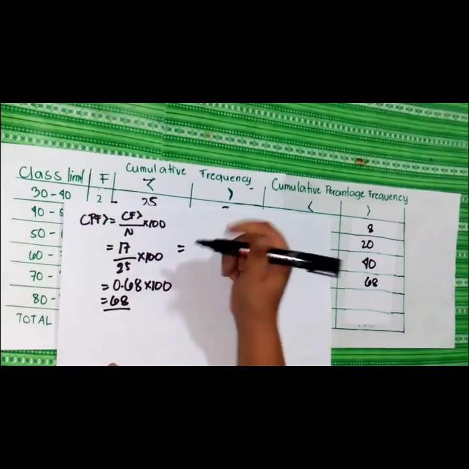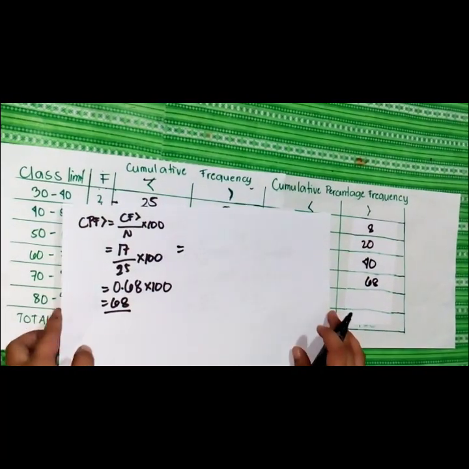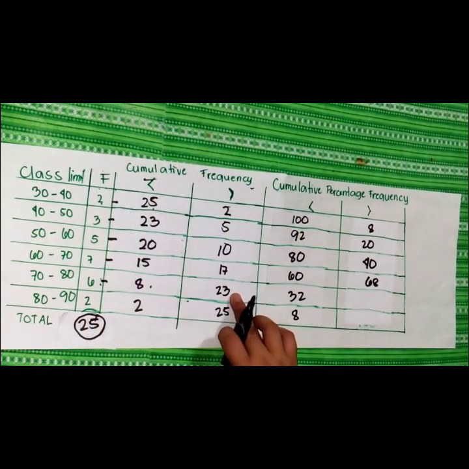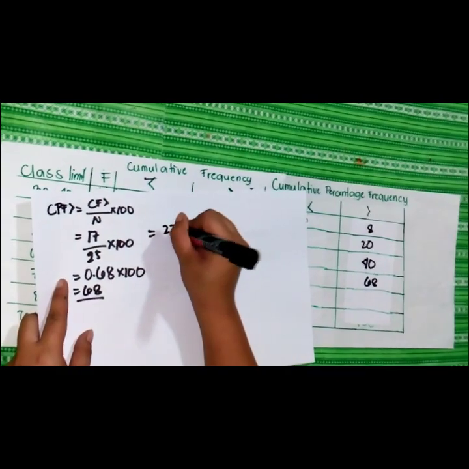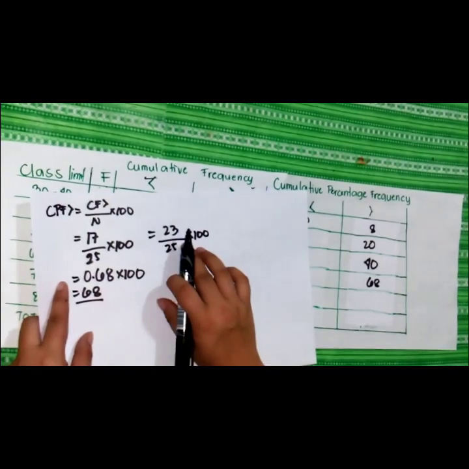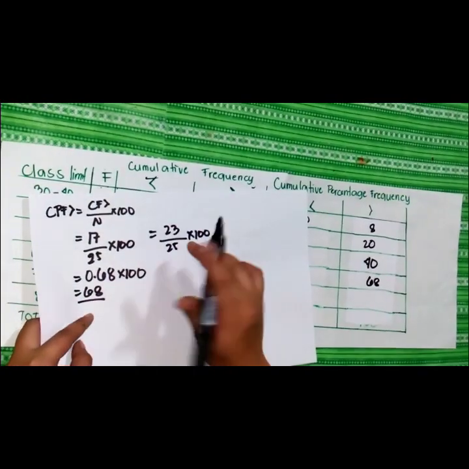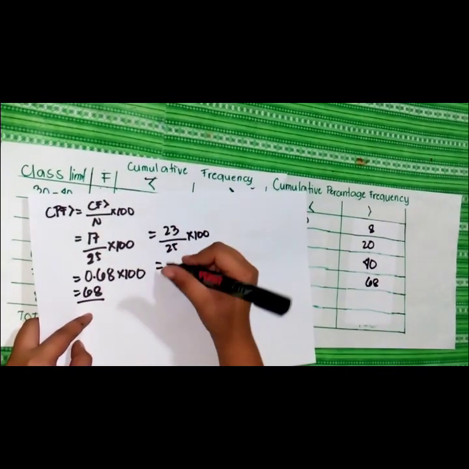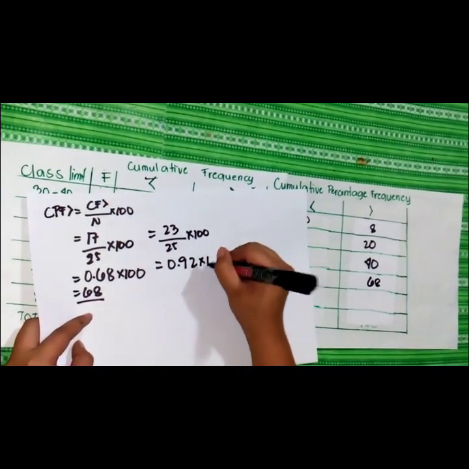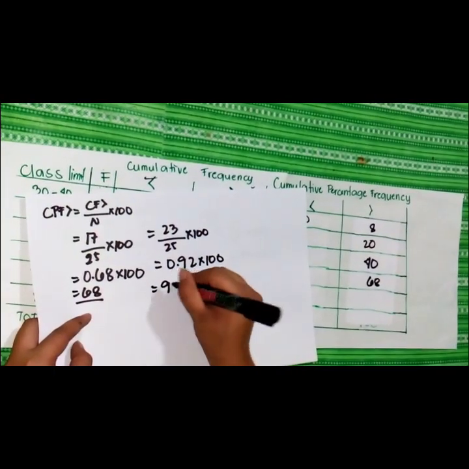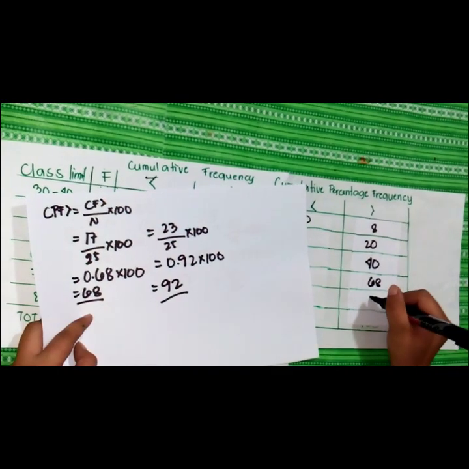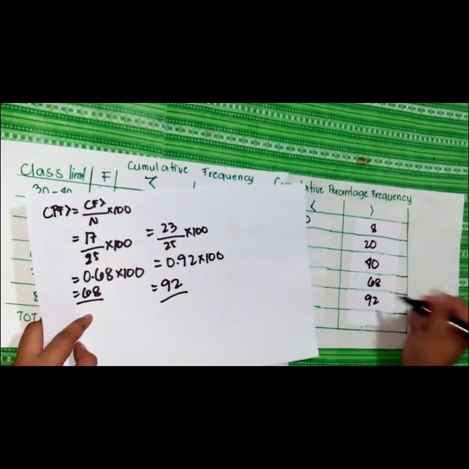So another example. So, in our cumulative frequency greater than, we have a number of 23. So, we will write 23 here. So, 23 divided by the number of cases, 25, is equals to 0.92. And 0.92 times 100 is equals to 92. This is the answer of our fifth row. So, we will write 92 here.